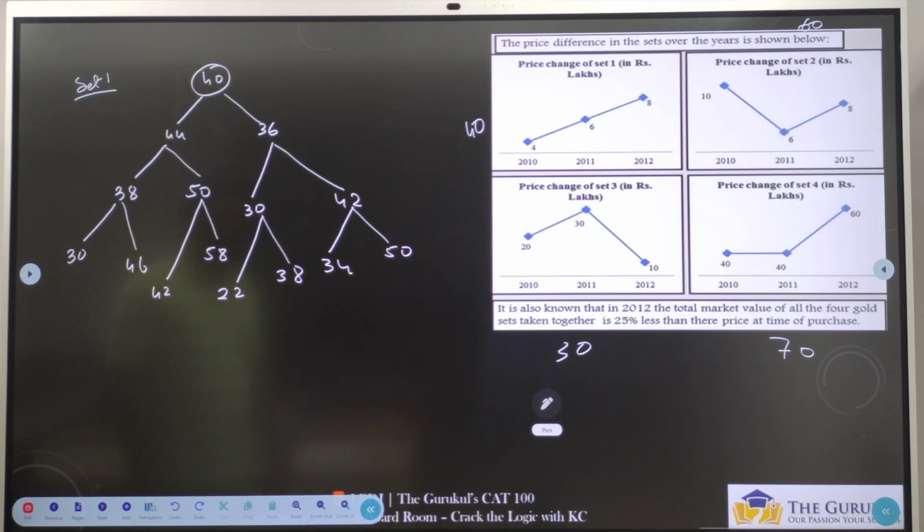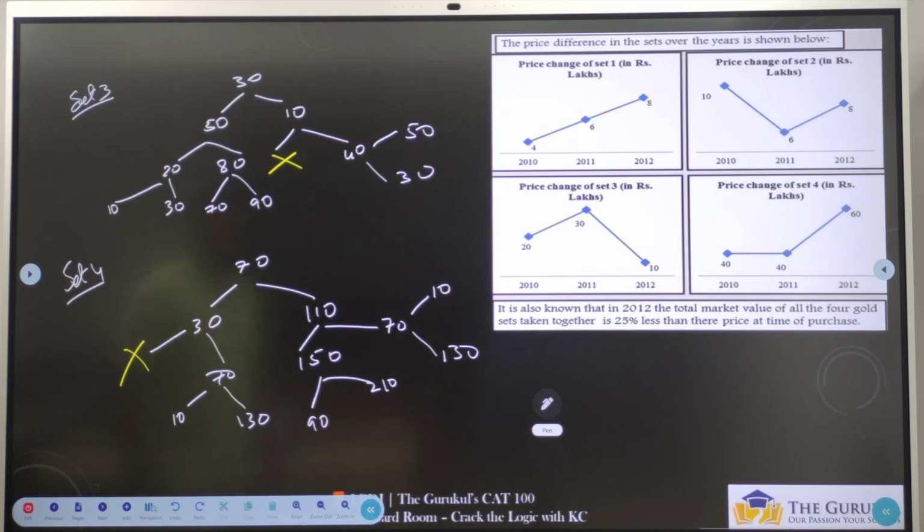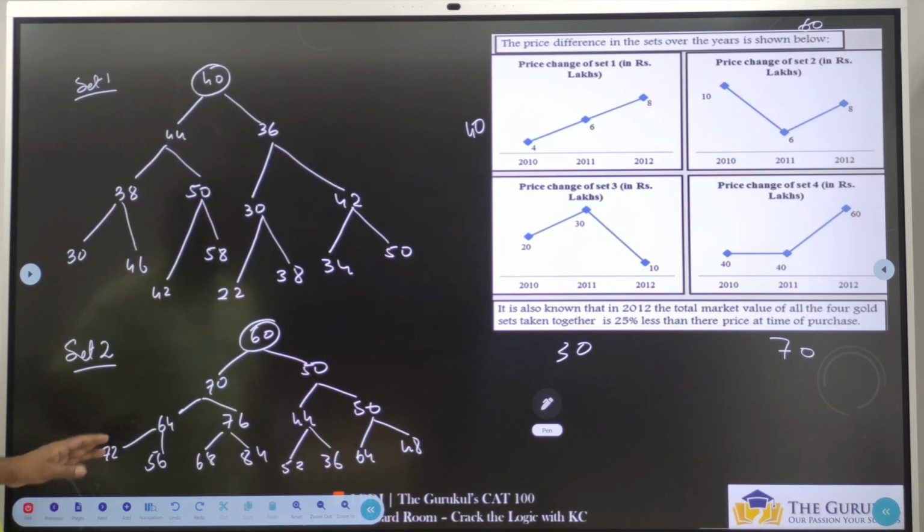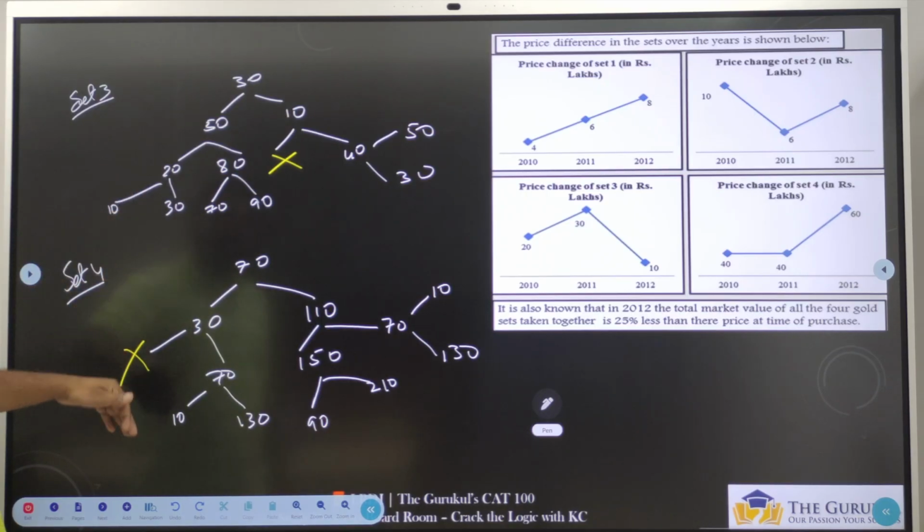The same way, try to write for set 2, set 3 and set 4 also. Pause the video over here, take some 4-5 minutes and complete for set 2, set 3 and set 4. Each set should not take more than 1 minute. So pause the video and try it. Okay. So this is for set 2 and set 3 and set 4.